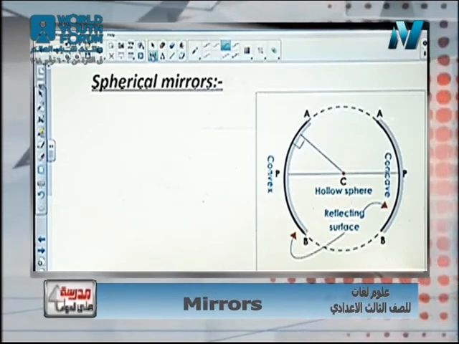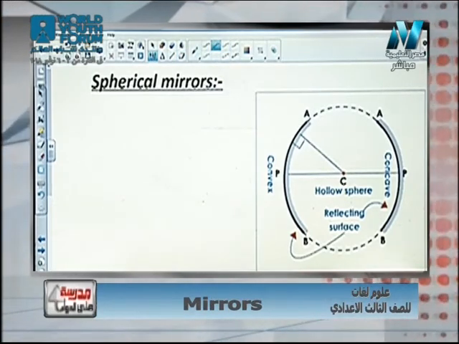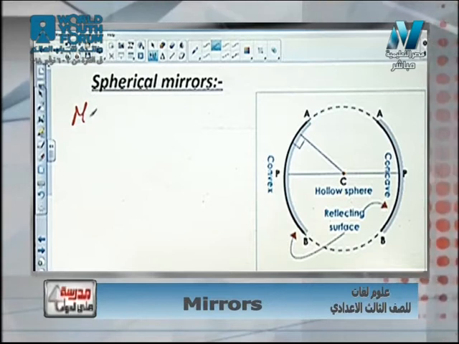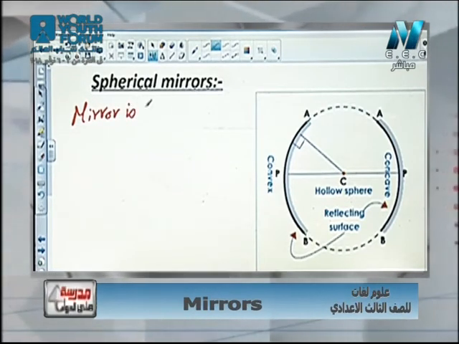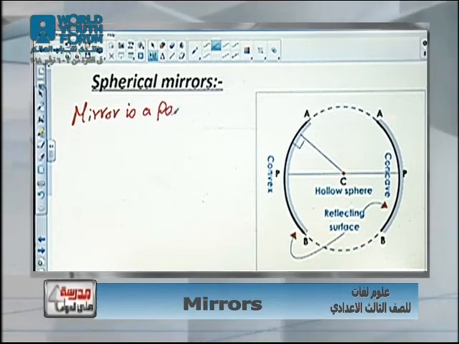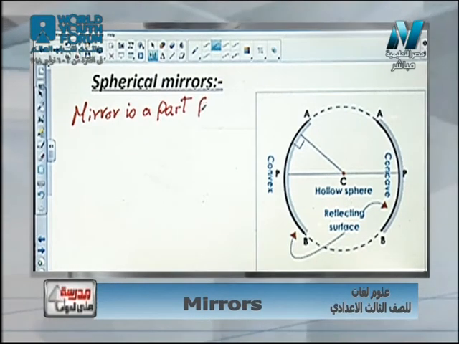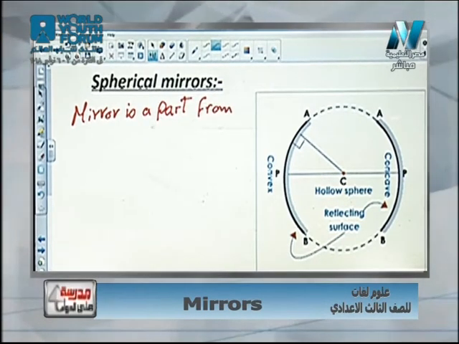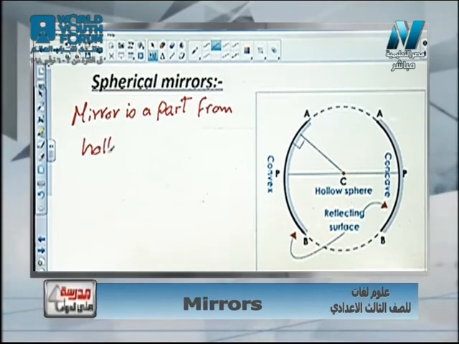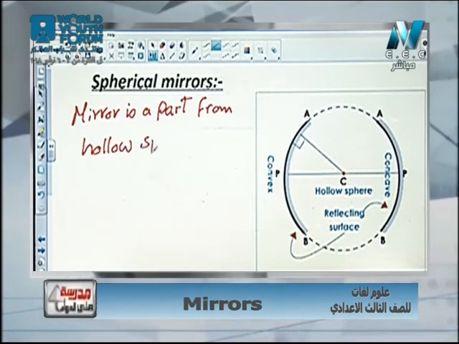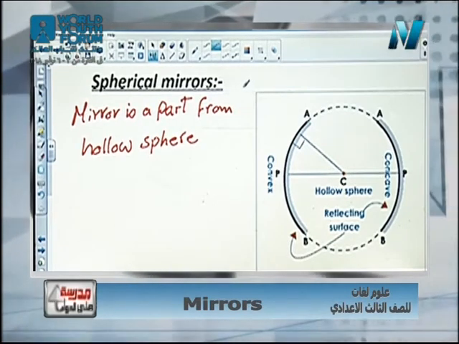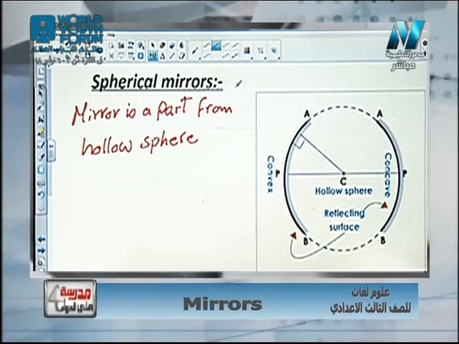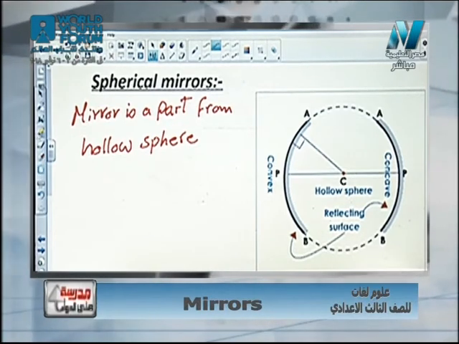So what is meant by spherical mirror? The meaning of spherical mirror is a part from a hollow sphere. مراية مقطوعة أو جزء من hollow sphere, which means كورة مجوفة.